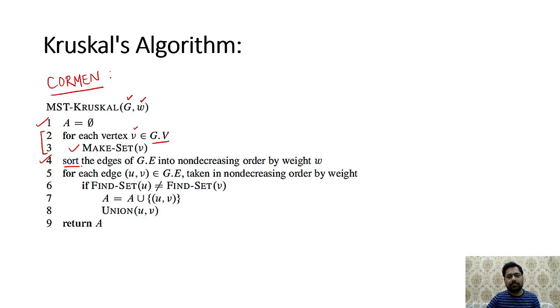The edges are to be sorted by weight w in non-decreasing order, that is, in increasing order, one by one. Whenever we collect them, we need to sort them. Which sort? Recently you studied heap sort. It is also written in Cormen.